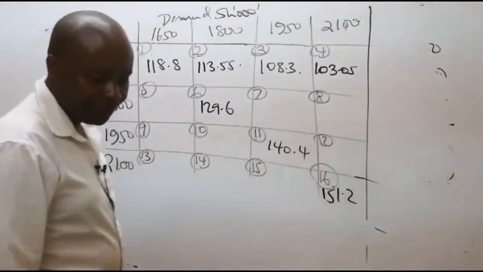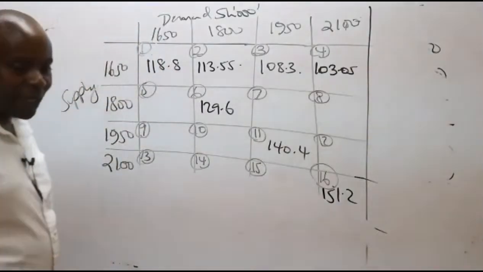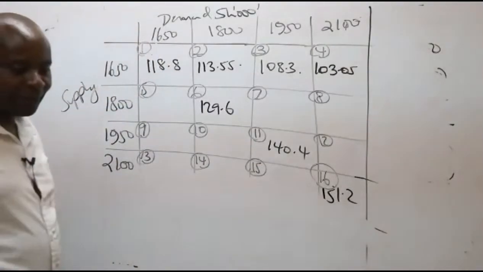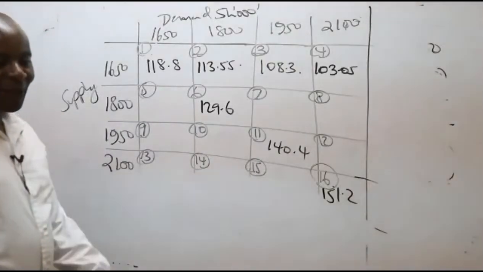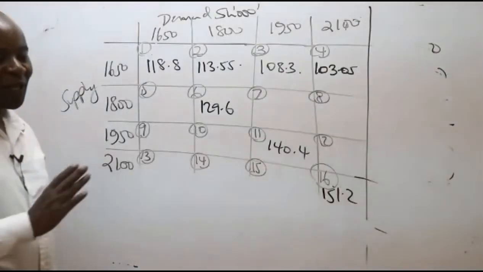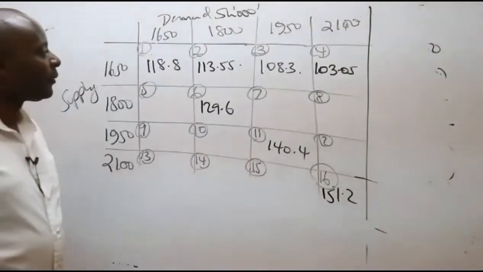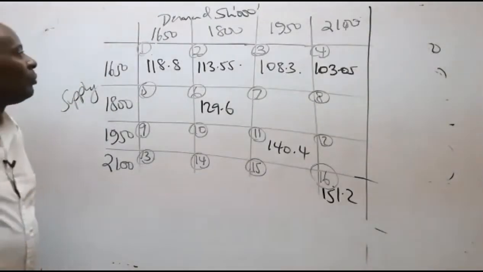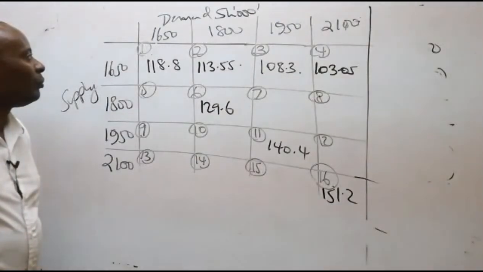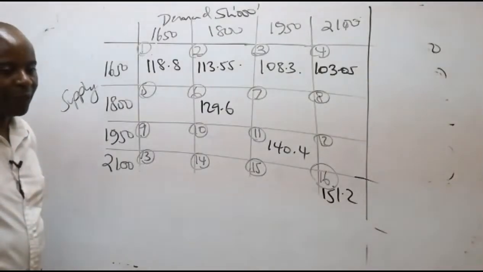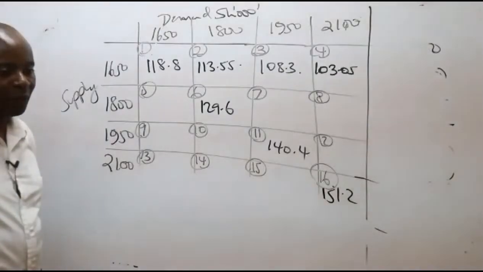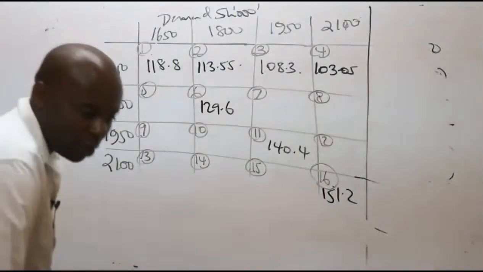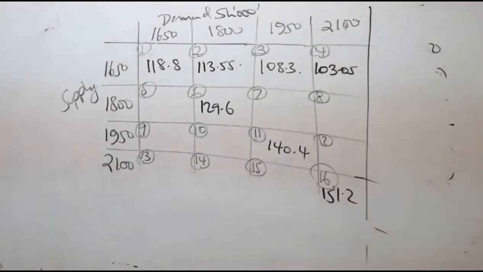Cell number 5, already Kigunda has gotten it. Cell number 5, I'm waiting for you to give me the profit of cell number 5. Please give me the profit of cell number 5. Talk to me. Cell number 5, what do we have?